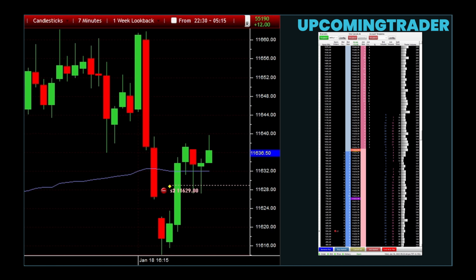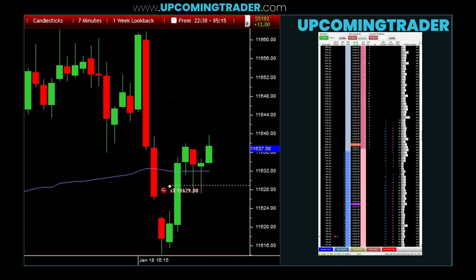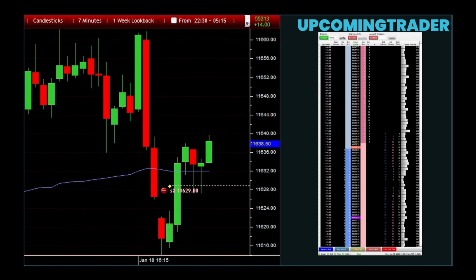In contrast, volume voids are areas where there is little to no volume. These are also known as low volume nodes or voids. Price tends to move quickly through these areas because there is less agreement between buyers and sellers. This makes volume voids excellent zones for breakout trading, as the lack of volume suggests that the price can travel through them with little resistance. When trading these voids, it is important to watch for increased momentum and to be prepared for rapid price movements.